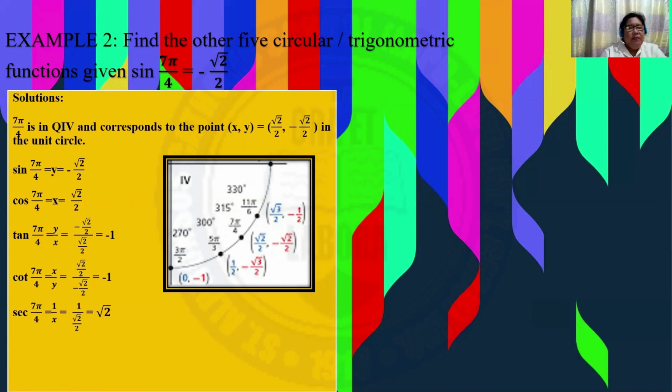And for secant of 7π/4, which is 1 over x, that's 1 over square root of 2 over 2. Simplify, so it's square root of 2. And for cosecant, 7π/4 is equivalent to 1 over y. 1 over negative square root of 2 over 2 is equal to negative square root of 2.